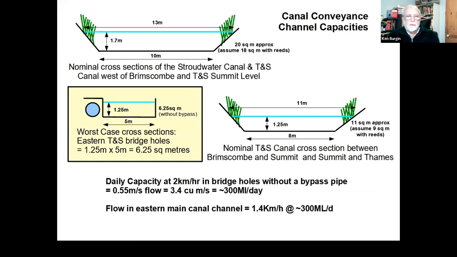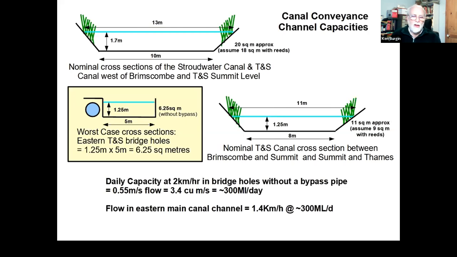Now, there's been some questions about how this works in the situation where you've got a canal with a flow on it. And I thought it was worth putting in a slide to give a bit of a feel for what's involved. There are several cross-sections on this. The one in the top left shows the nominal cross-section of the Stroud Water Canal, the Thames and Severn Canal west of Brimscombe. But interestingly, the summit level of the Thames and Severn Canal was built wider and deeper as well, and that was so that it would store water.